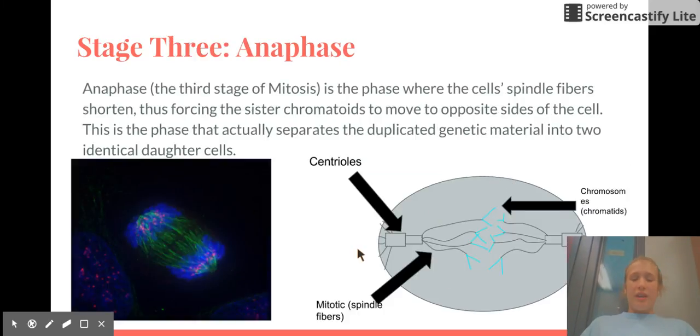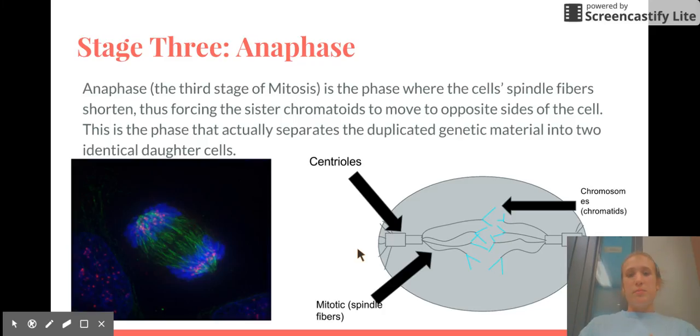In anaphase, the 3rd stage of mitosis, the cell's spindle fibers shorten, thus forcing the sister chromatids to move to opposite sides of the cell. So the spindle fibers are trying to stay attached to the outside of the cell, and to stay attached while they're shortening, they have to pull. And since the chromosomes were attached to the spindle fibers, they're pulled with them.